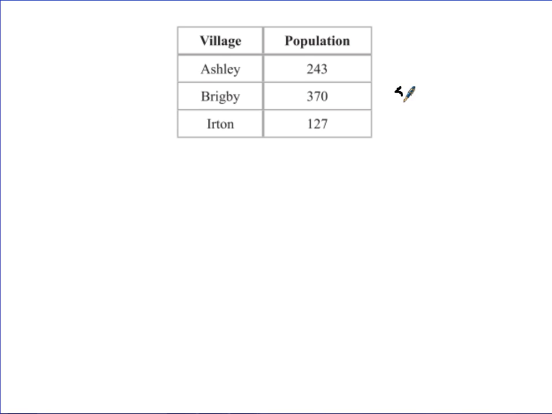So Brigby is 50. So it's 50 out of 370 that have been asked. If you then times that, because that's the proportion, if you then times that by what we're after, Ireton, 127. So 50 divided by 370 times that then by 127, which then gives you 17.162. These two are recurring, so obviously you can't have 17 point something of a person, so that's roughly then equal to 17.